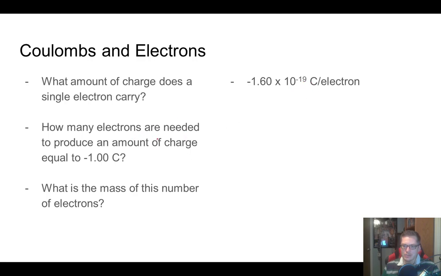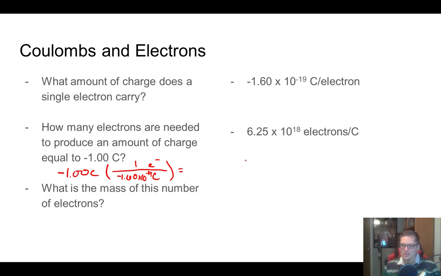All right. It says, how many electrons are needed to produce an amount of charge equal to negative 1.0 coulomb? Wow. All right. So this would just be a little bit of dimensional analysis. So it would be negative 1.00 coulombs. And we'll just use this ratio we just established. So coulombs will go on the bottom, electrons will go on the top, negative 1.60 times 10 to the negative 19th, and that would be equal to 6.25 times 10 to the 18th electrons per coulomb.